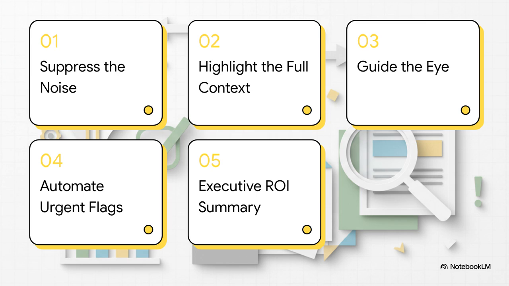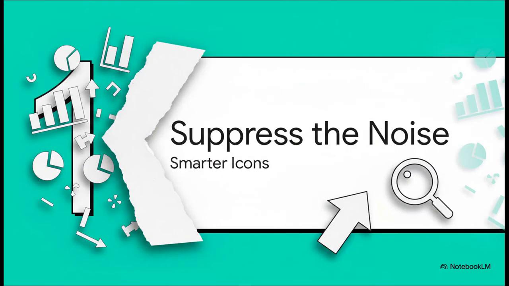So here's our game plan. We'll cover how to suppress visual noise, how to highlight the full context around a number, guide the reader's eye through dense data, and automate flags for anything urgent. And then we'll wrap it all up with a quick summary to help you figure out where to start for the biggest impact. Okay, let's jump into our first trick, suppressing the noise.